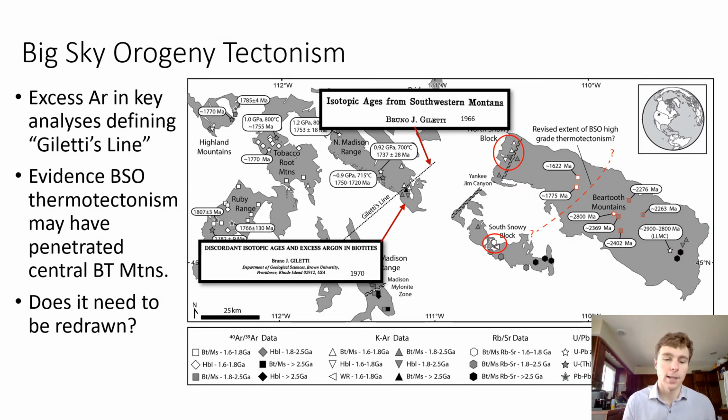Some takeaways from our study. Our argon-argon results have implications for Big Sky orogeny tectonism. This Paleoproterozoic tectonothermal event was likely associated with the collision between the Wyoming craton, in which the Beartooths are located, and some Archean terrane out to the west. The thermal overprint of this event has long been recognized in locations west of this feature known as Giletti's Line. However, our results indicate it perhaps extended as far east as the central Beartooths.